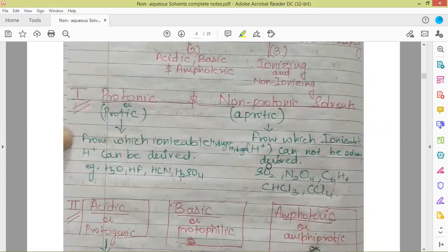And those from which the ionizable proton cannot be derived, or which do not contain any H positive to be released, those solvents are called non-protonic solvents. Examples of protonic are water, HF, HCN, H2SO4. But in case of non-protonic ones, it is SO2, N2O4, C6H6, CHCl3. All the organic solvents come under the category of non-protonic solvents.